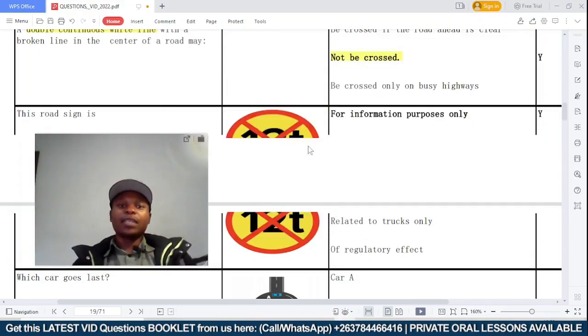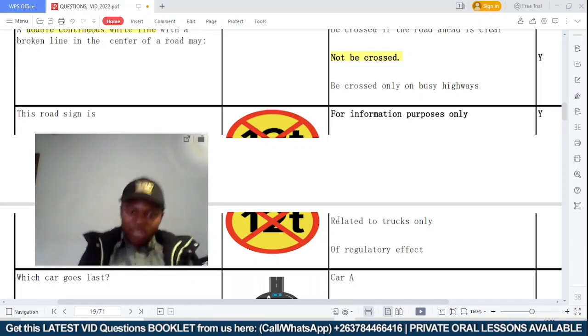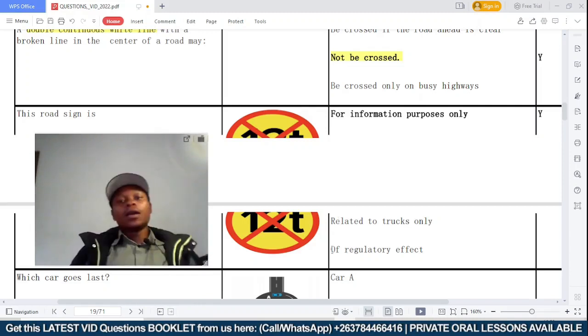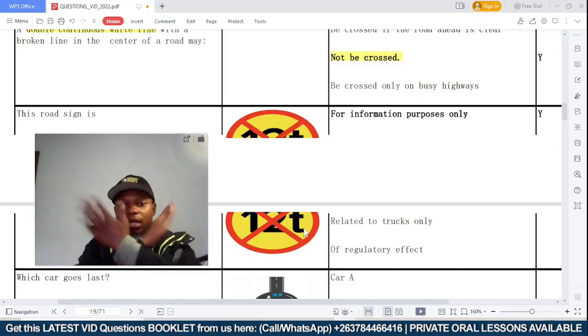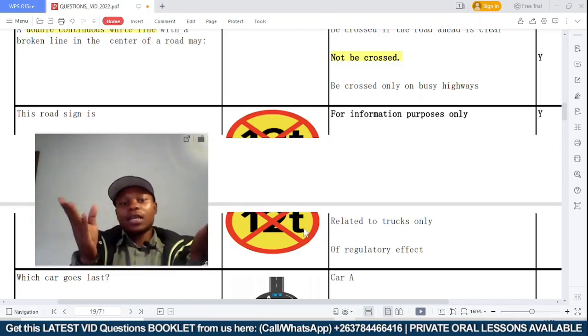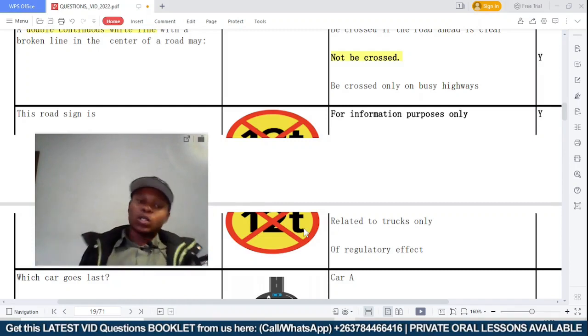What is this road sign? Is it for information purposes only? Is it related to tracks only, or of regulatory effect? As you can see here, this sign is 50, but this 50 is cancelled, like this. So what does this sign mean? This one is of regulatory effect.